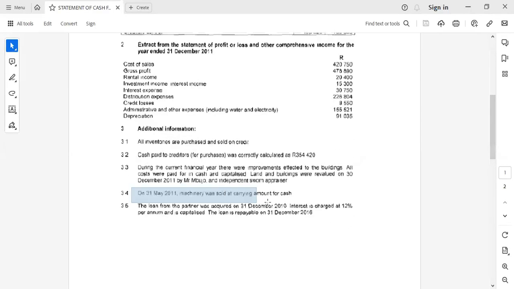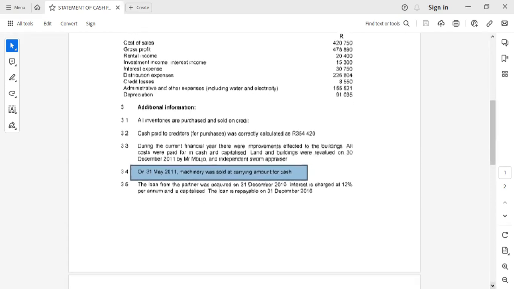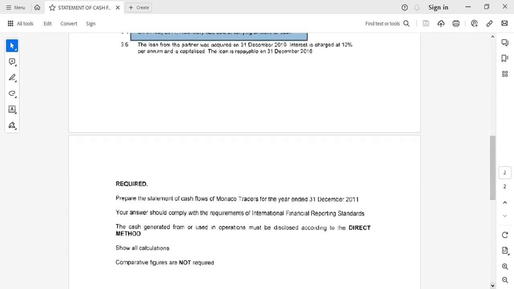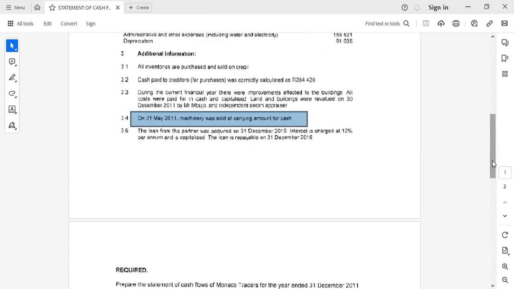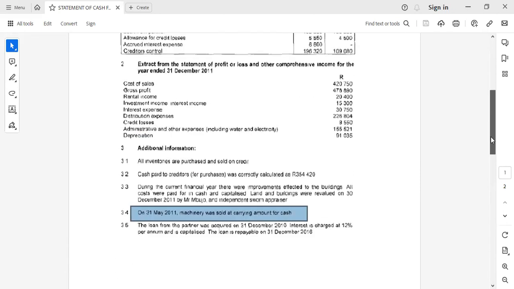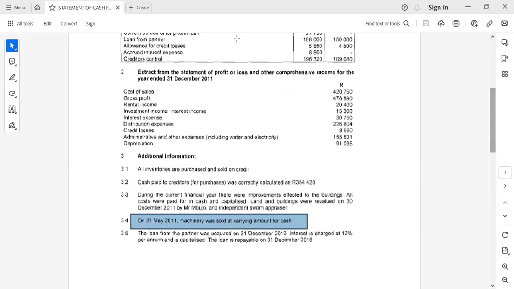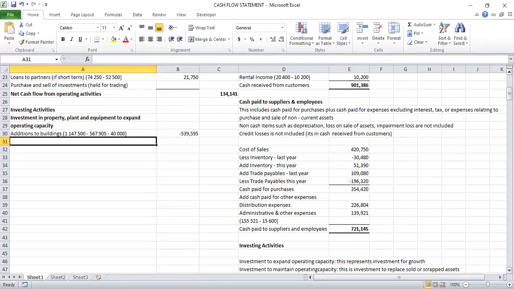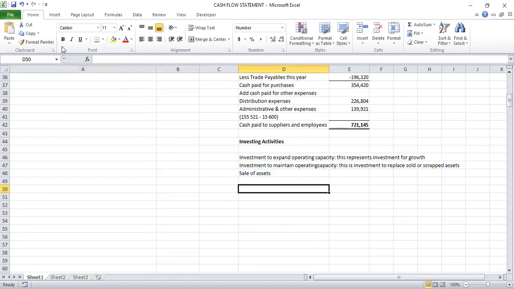Then on 31 May 2021, machinery was sold at carrying amount. They sold machinery. Let's see again. I think that's the only thing. So the machinery was sold at carrying amount. All right, to get our carrying amount of assets sold, proceeds from sale of assets.